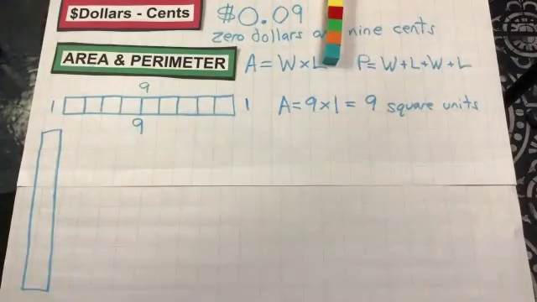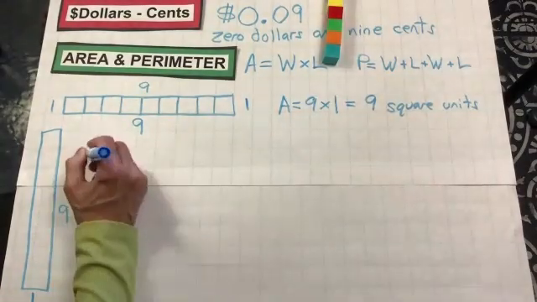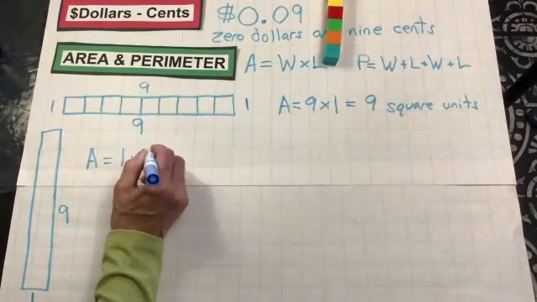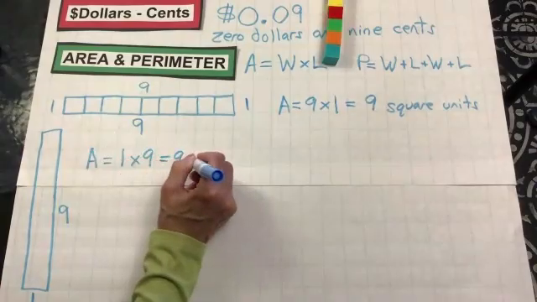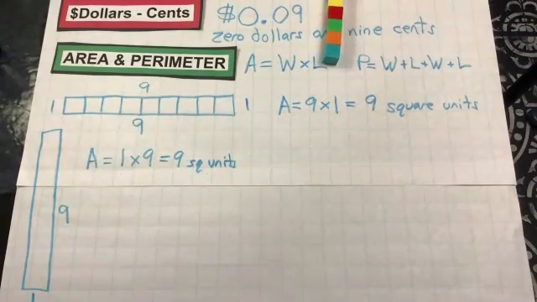And this vertical is a 1 by 9. So we can come up here and write A equals 1 times 9, which equals 9 square units. Okay, so it's the same thing, except we just changed the order of the numbers, but when multiplying, it doesn't matter the order. It always equals the same.